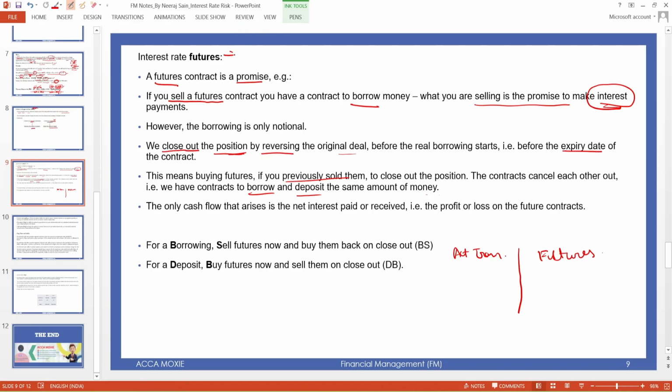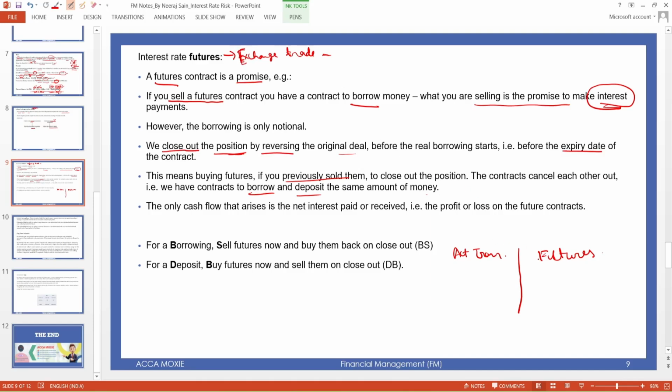Remember guys, futures is exchange traded, but forward rate agreement is OTC. Exchange traded means the quantity, the lot size, the amount, and the time are already defined. But in case of over the counter, you can customize your contract, which means you can have the full amount in case of forward rate agreement. But in case of futures, you cannot have the full amount. So this is the downside of this.